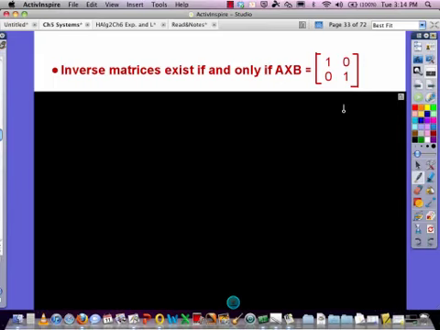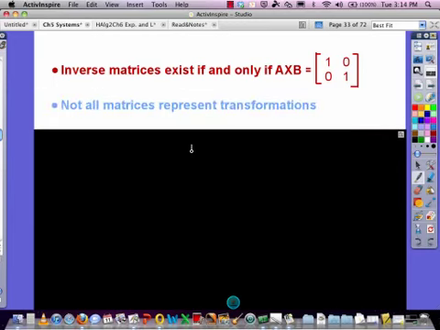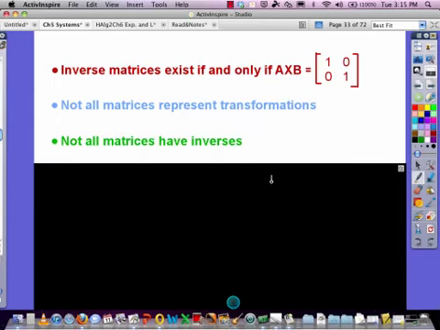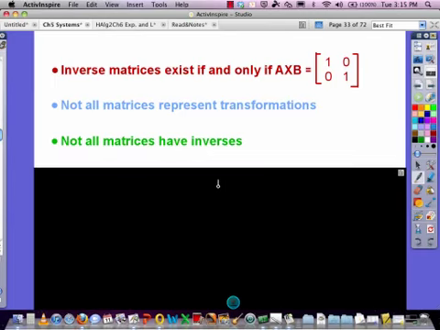All right, second bullet point. Not all matrices represent transformations. So we've been talking about sliding things, reflecting, rotations, using those transformations. But remember, not all 2 by 2s represent a transformation. Third bullet, not all matrices have inverses. So that's a good, important thing to remember.